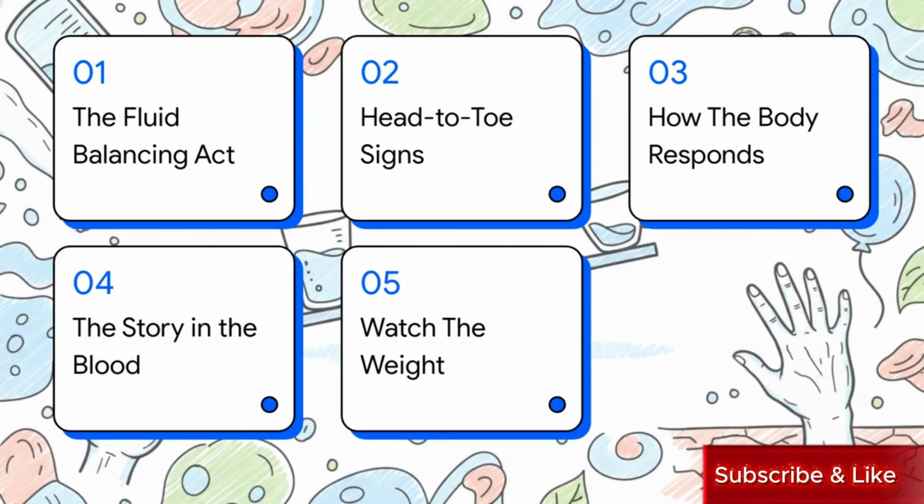So here's our game plan. First, we'll cover the basics, the balancing act. Then we'll do a full head-to-toe assessment looking at the physical signs. After that, we'll peek under the hood at how the body's systems respond. Then we'll decode what the blood work is telling us. And finally, we'll hit the single most important vital sign you need to be watching. Let's get right into it.